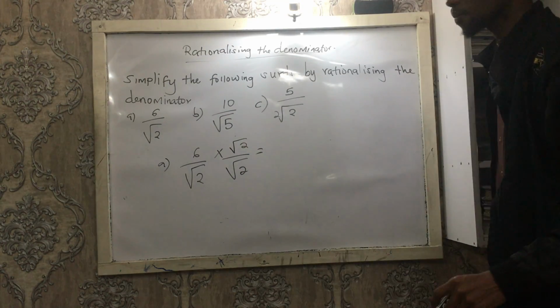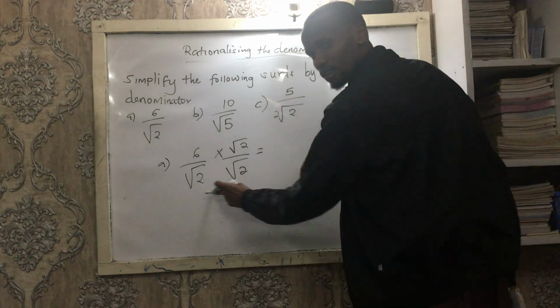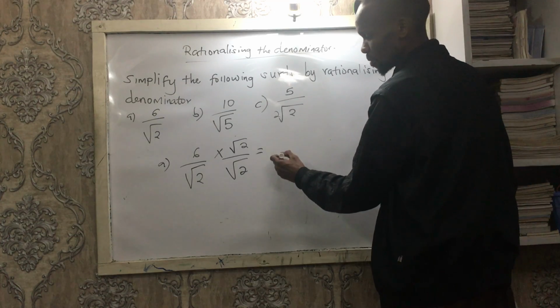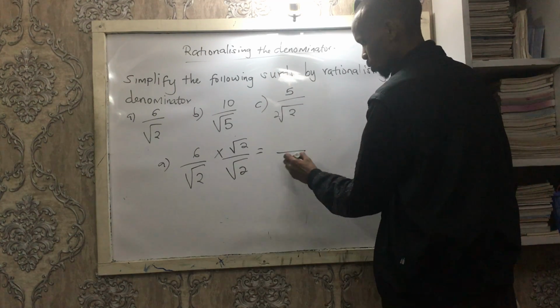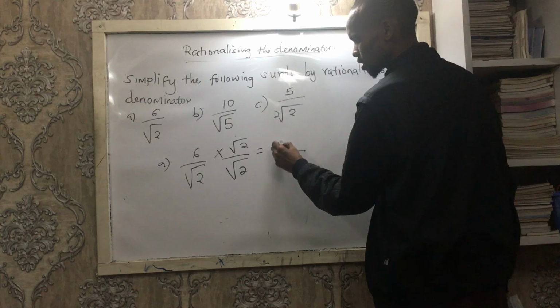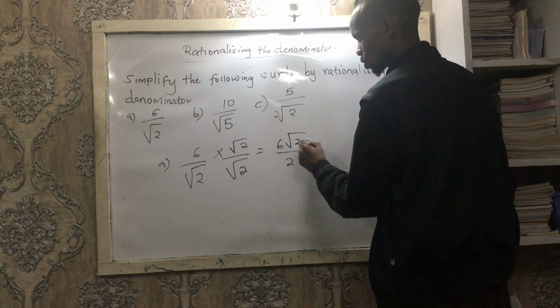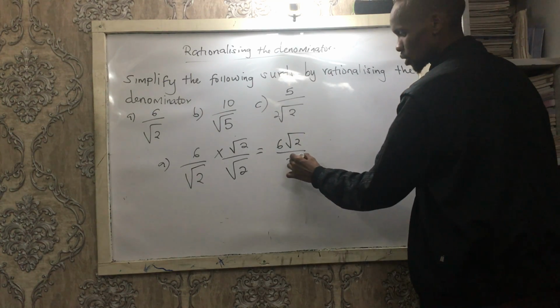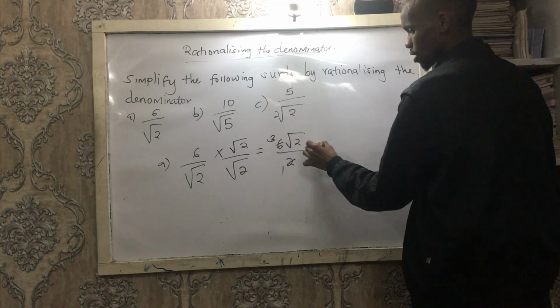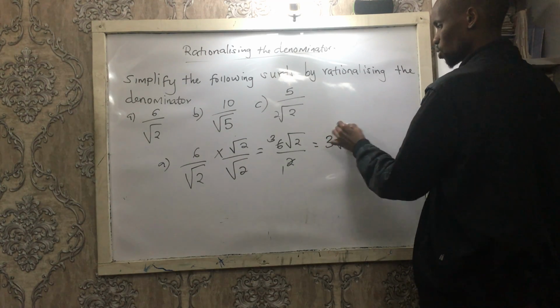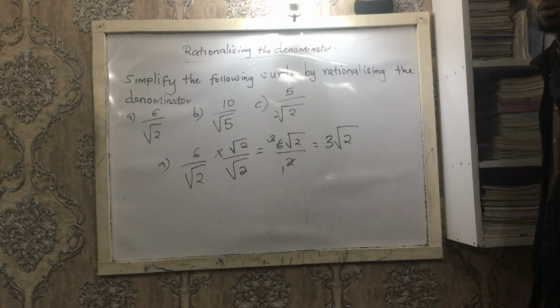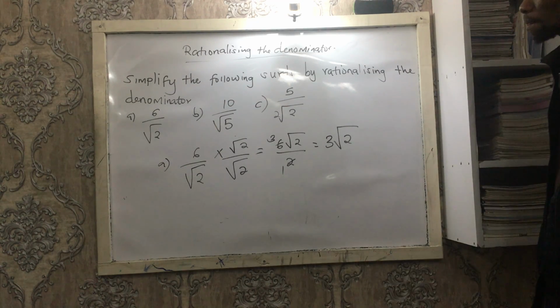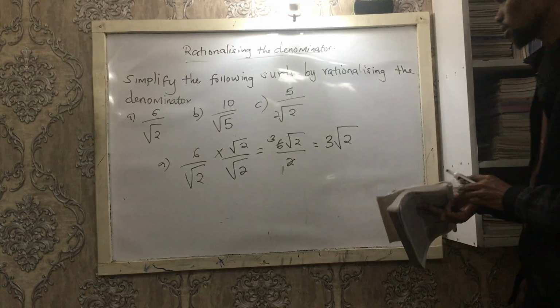Are you there? You remember our formula? So this will be 2, and then this will be 6 root 2. We simplify here: 2 into 2 is 1, 2 into 6 is 3. So my answer will be 3 root 2. Understood? Okay, let's go to the next one.